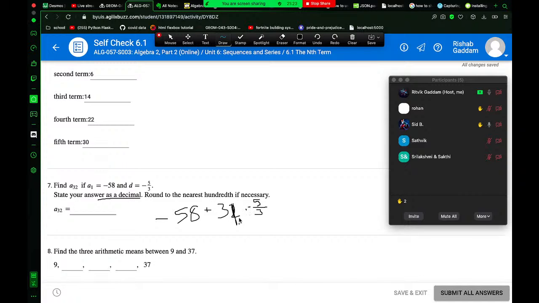So you're gonna have to multiply positive 31 and negative 5 over 3. And I guess that would give you negative 155 over 3. Okay. And then you have to add 58 to that.